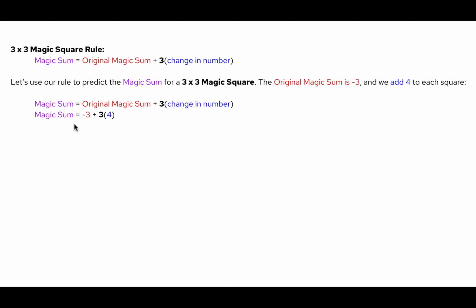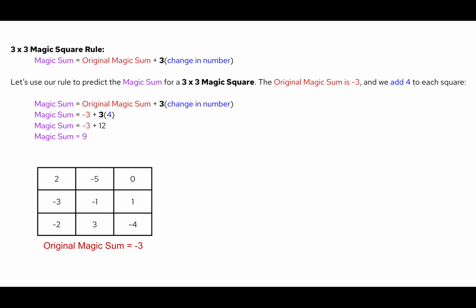Let's replace our words with some numbers. So the magic sum equals, the original magic sum is -3. It's going to be added to the product of 3 multiplied by 4. 3 is because it's a 3 by 3 magic square, and 4 because we decided to add 4 to it. And now we're just going to simplify. The magic sum equals -3 plus 12, so our magic sum is 9.